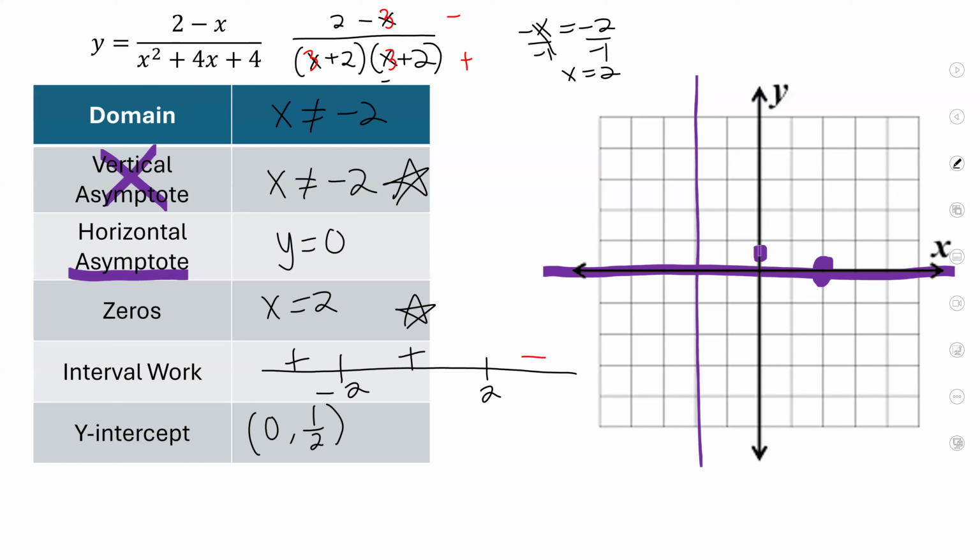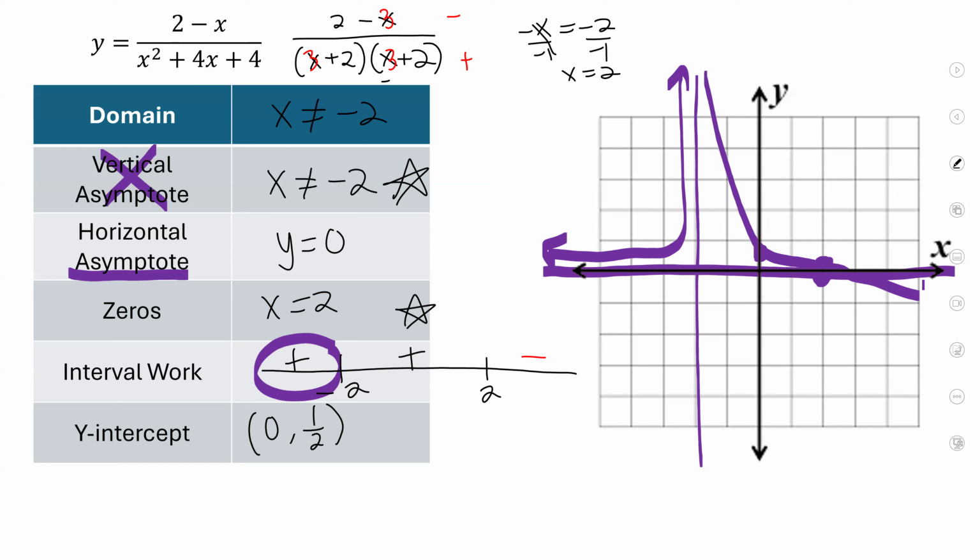So I need to be positive on the left side of negative 2, so I'm going to be up here. My graph needs to be positive. I have to be positive from negative 2 to 2, so I'm going to be up here, go through my y-intercept. But I'm going to be negative after 2, so I'll be down here. And that's what your graph will look like.